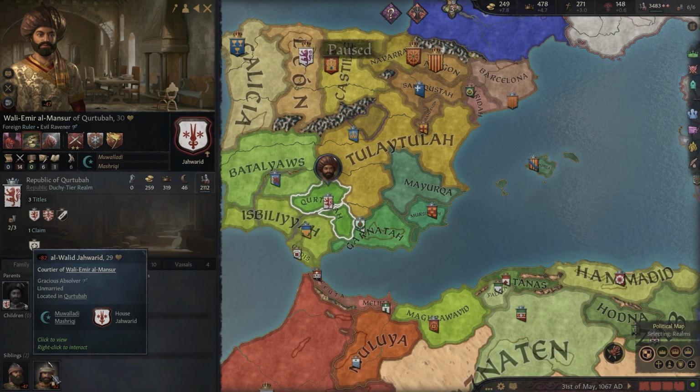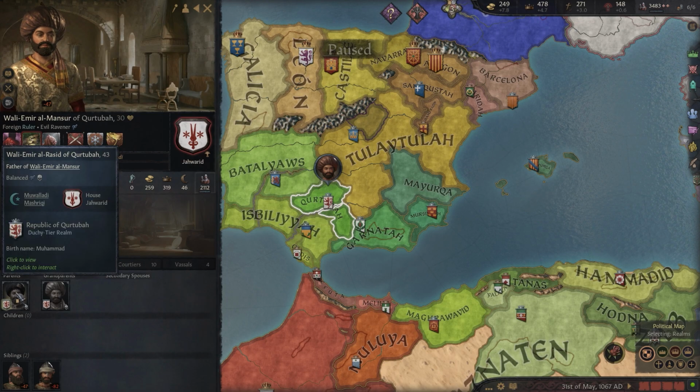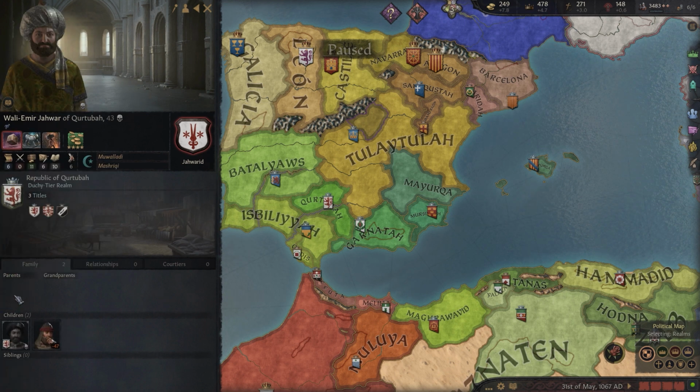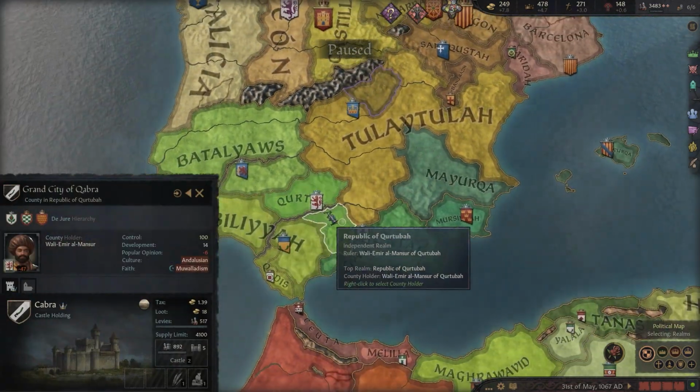However, that Abd al-Malik had a brother called Abd al-Rahman, just like al-Mansur, the 1066 ruler of Cordoba in Crusader Kings 3, so maybe there is just some naming style we don't understand. Anyway, Abd al-Malik inherited Cordoba from his father, just as his father had inherited it from his father before him. So it is kind of difficult to see why Cordoba should have been a republic at that point.